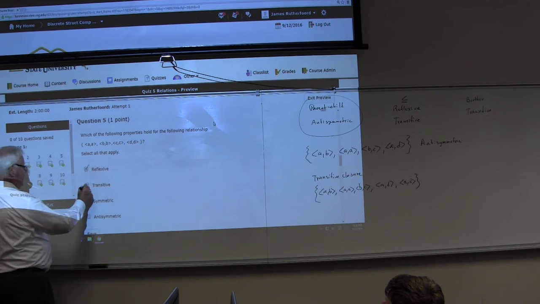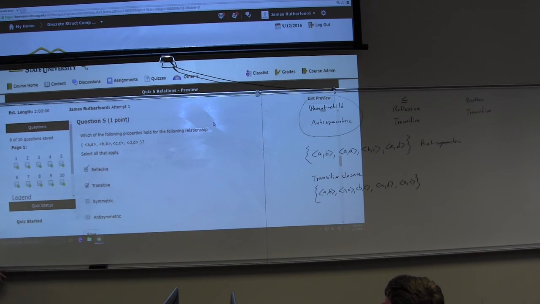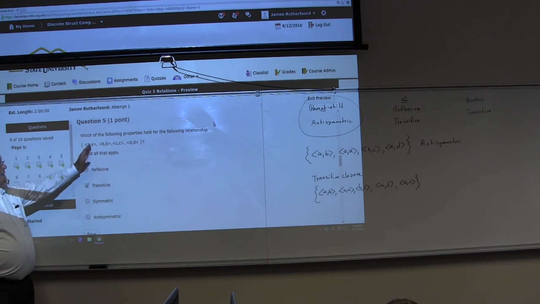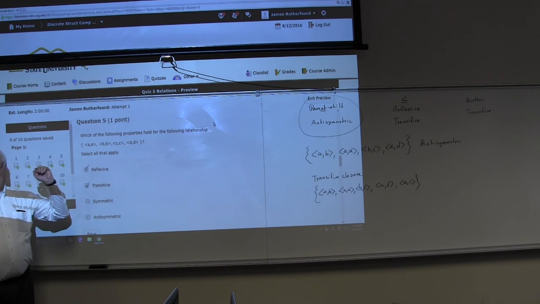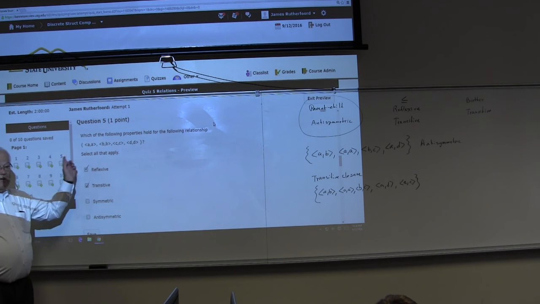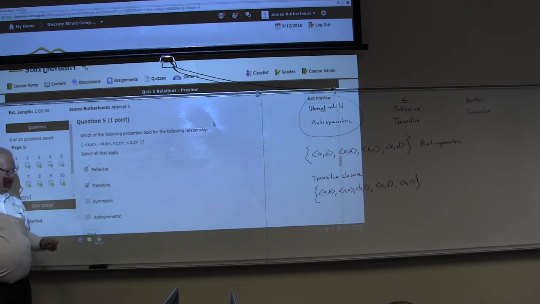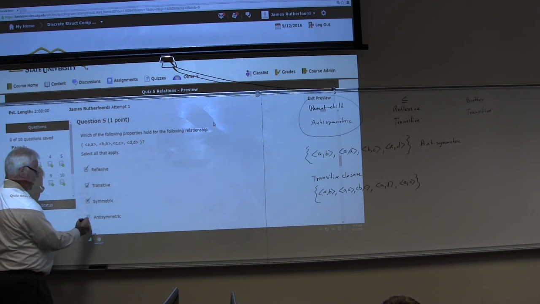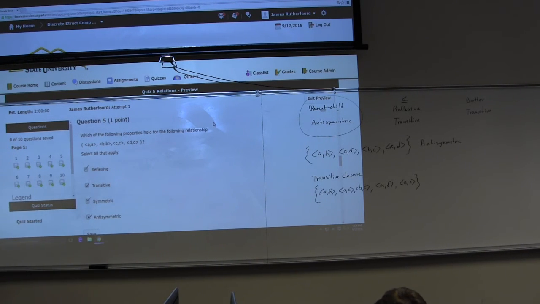It's true. That's why I want to do this in class. Is it symmetric? It is. It's not symmetric because AA can be reversed. That's not why it's symmetric. It's symmetric because there is no AB. All right? So therefore it is symmetric. And it is also anti-symmetric. Okay? So, the empty set and this one are both examples of everything.